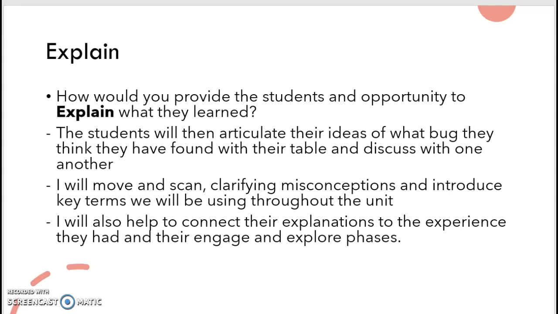How the students will explain is they'll articulate their ideas of what bug they think they have found with their table group and discuss with one another. As they're doing this, I'll move and scan around the room and clarify any misconceptions that I hear, and also introduce some key terms that we'll be using throughout the rest of the unit. I'll also help to connect their explanations to the experience that they had at recess and their engagement activity and explore phases.